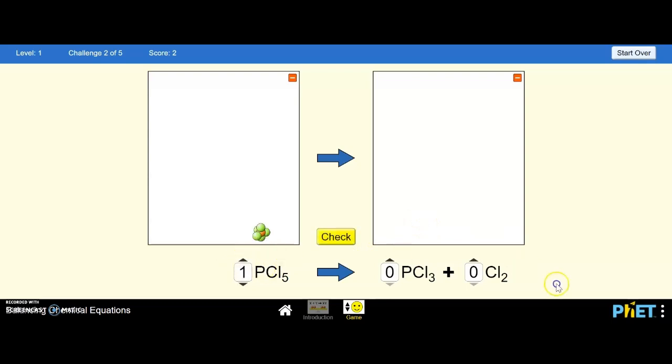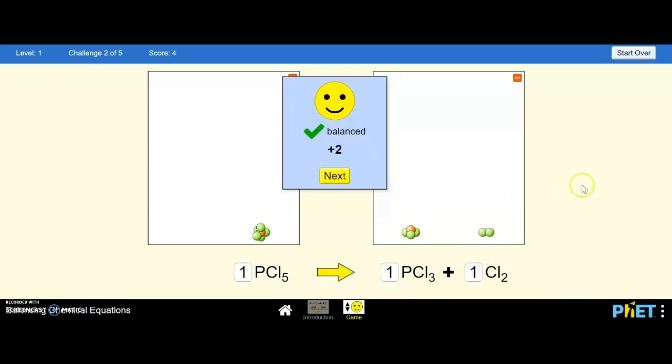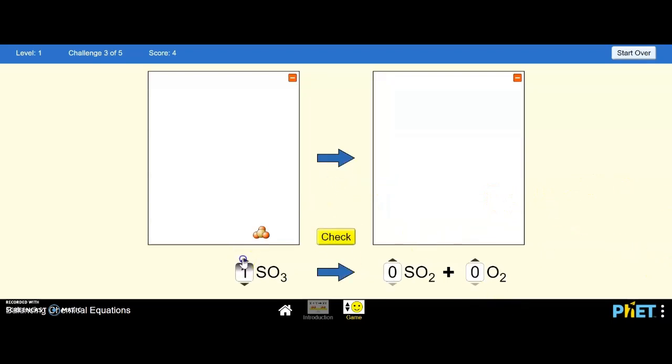Here's another example, PCl5. I've got 5 chlorines, only 1 phosphorus. So very simple to balance. It's a 1-to-1, but because Cl2 is a diatomic gas, so remember it will be Cl2.